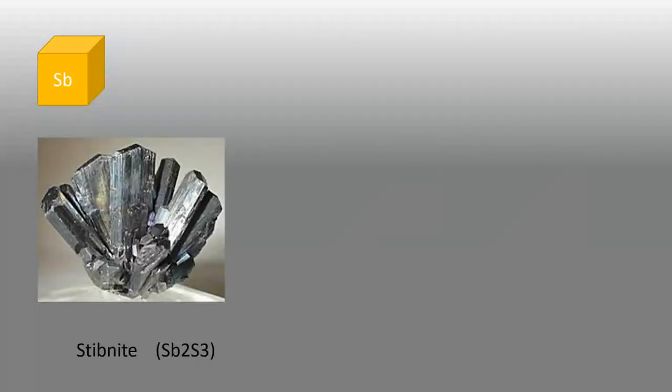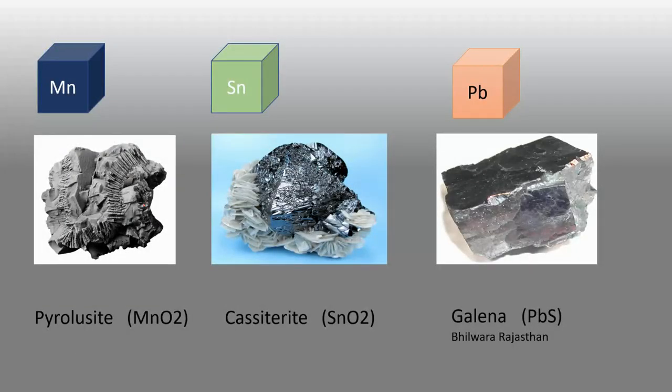Another one is antimony. Yes, it is antimony. It is stibnite. The basic ore of antimony is stibnite. And one more thing, tin is generally used in our food products, like in some rasgulla boxes, and the 18-liter or 20-liter oil cans, the big cans, which are made of tin.